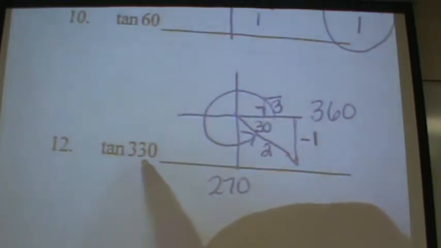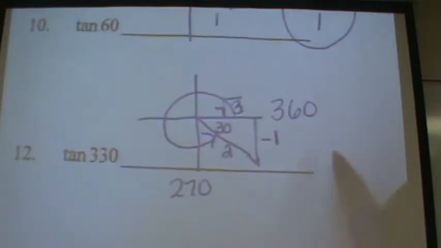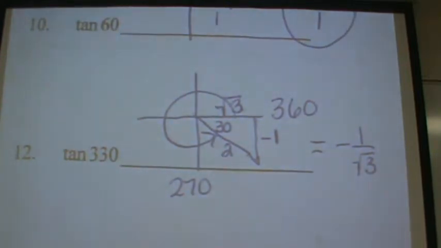So what's the tangent of this angle right here? Negative 1 over root 3. Yep, negative 1 over root 3. And next year in pre-calc, I expect you to rationalize it. Next.